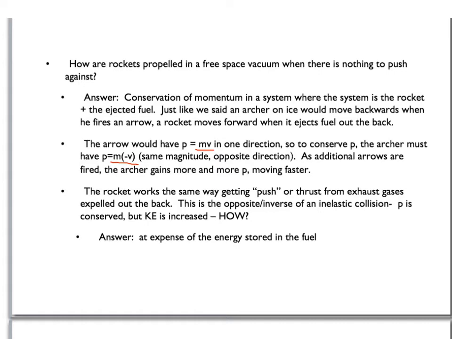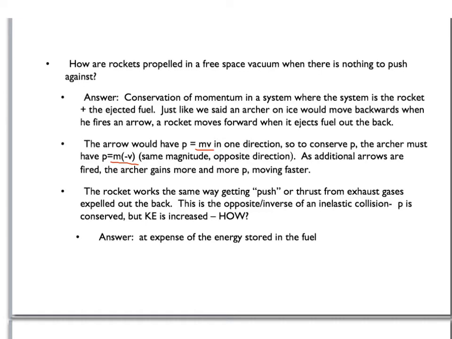If you could imagine this archer, maybe as an elf, that just has an unlimited number of arrows coming out of his back, where he can keep firing more and more arrows, every additional arrow that he fires is going to cause the archer to gain more and more momentum in that opposite direction, moving faster and faster. The rocket basically works this way.